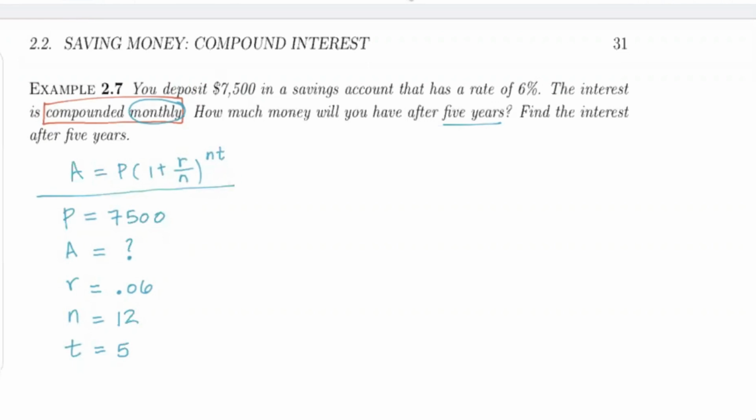How to assign numbers? We always write the formula, assign the letters, and then substitute all these numbers into the formula. So A is 7,500 times 1 plus 0.06 over 12, to the power 12 times 5, which is 60.